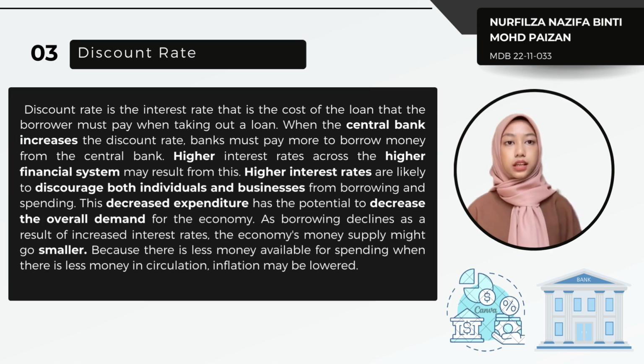Last but not least, the discount rate. The discount rate is the interest rate that is the cost of the loan that the borrower must pay when taking out a loan. When the central bank increases the discount rate, banks must pay more to borrow money from the central bank. Higher interest rates across the financial system may result from this. Higher interest rates are likely to discourage both individuals and businesses from borrowing and spending. This decreased expenditure has the potential to decrease the overall demand in the economy, as borrowing declines as a result of the increased interest rate. The economy's money supply might go smaller, because there is less money available for spending. When there is less money in circulation, inflation may be lower.